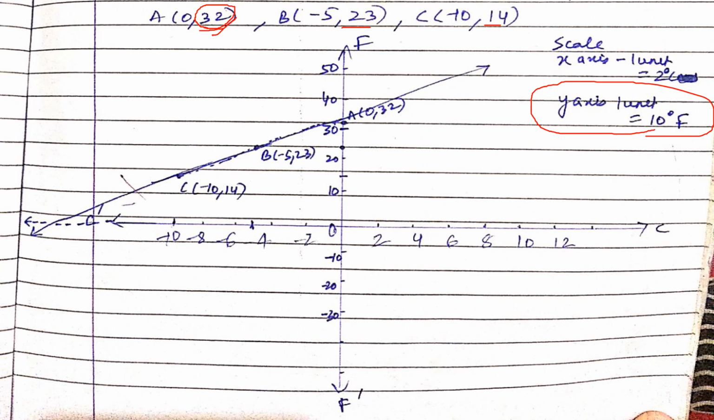I have taken one unit as 10 degree Fahrenheit. So you can say it is 10 degree Fahrenheit, 20 Fahrenheit, 30 Fahrenheit, 40 Fahrenheit, and 50 Fahrenheit. Similarly, on the lower side it is minus 10, minus 20, minus 30. I hope you got the scale. So as per the coordinates we assume the scale. Okay, so to make it easy for us to draw, now see how I have drawn it.